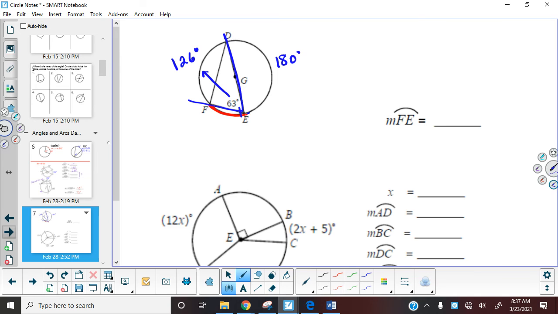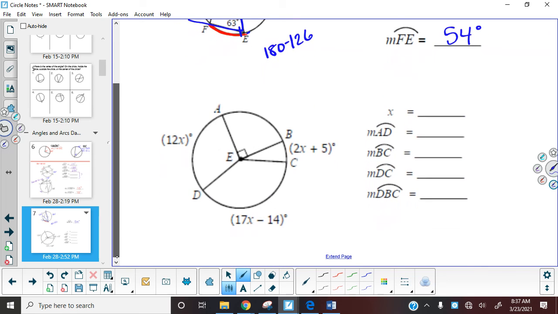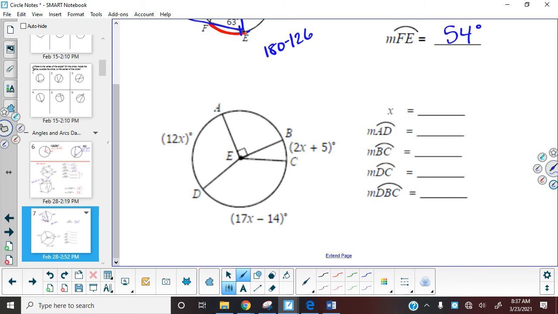And so then to come up with the arc FE, since we have a diameter going through the middle, I can do 180 minus 126, or I can do 360 minus the whole arc that I do know. Either way, I'm going to get 54 degrees for the measure of that arc. Now, there's more than one way to do that. There's several ways that I've seen people do that in the past.